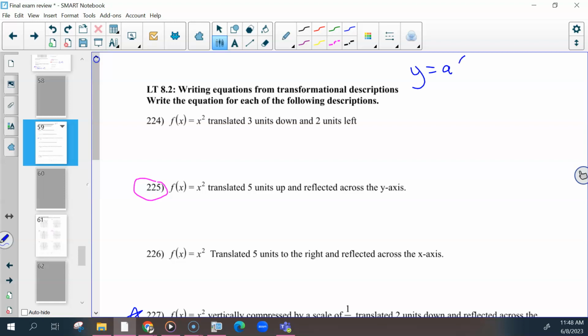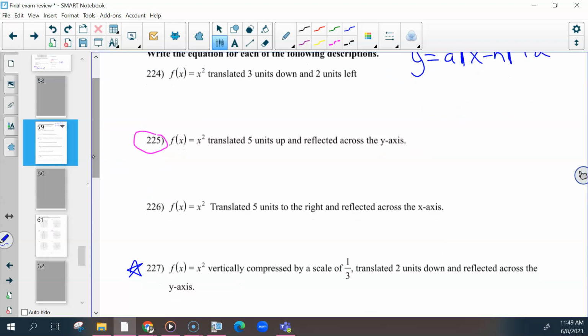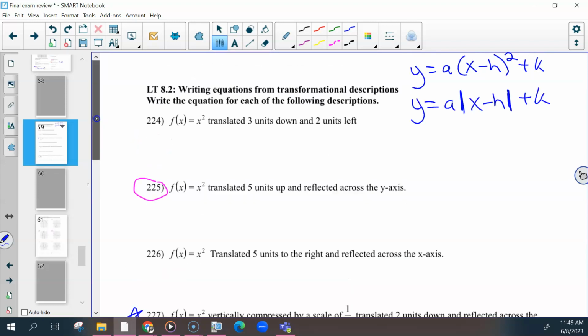y equals a times (x minus h) squared plus k, or y equals a times the absolute value of x minus h, plus k. One of those. You may not need all of the pieces, but it depends on the function.